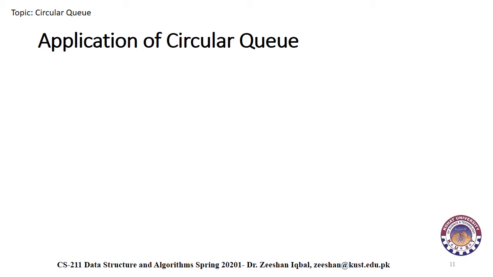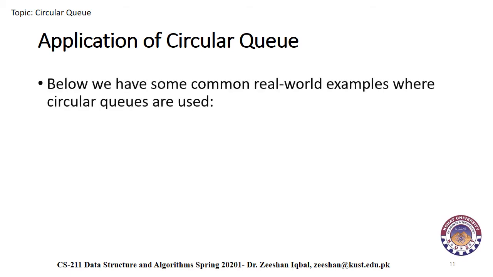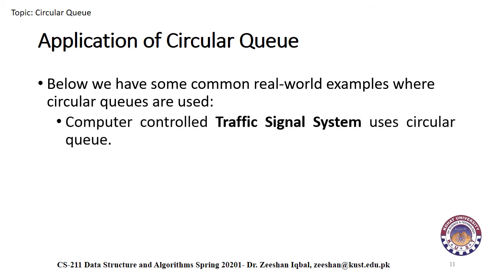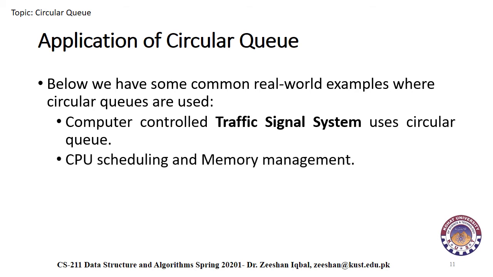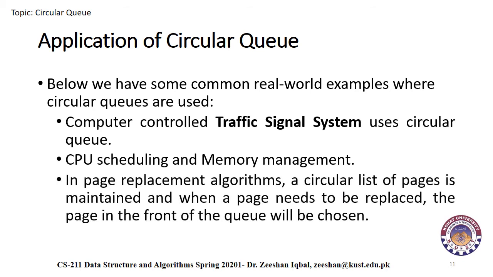There are various applications of circular queues. Below we have some common real-world examples where circular queues are used. Computer-controlled traffic signal systems use circular queues. CPU scheduling and memory management use circular queues. In operating systems, in the page replacement algorithm, a circular list of pages is maintained, and when a page needs to be replaced, the page in front of the queue will be chosen to be removed from the queue.